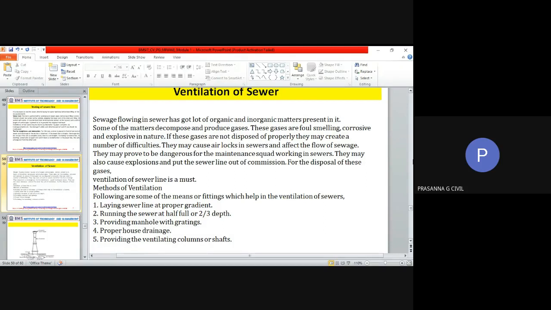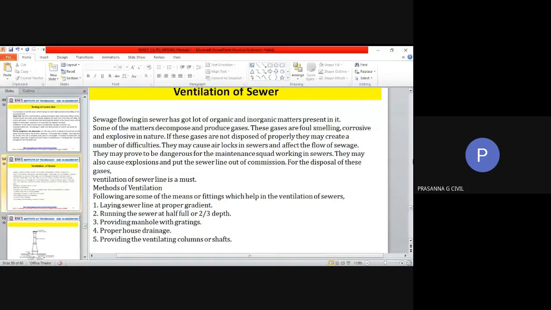If these gases are not disposed of properly, they may create a number of difficulties. They may cause airlocks in the sewer. This is other than the gas buildup and things like that. We have experienced air blocks in our pipelines. You can hear that gurgling sound. The water is not able to move because an airlock has been created.